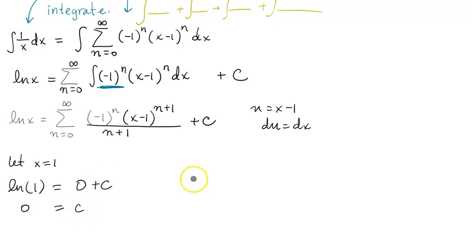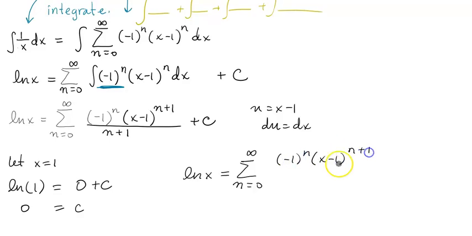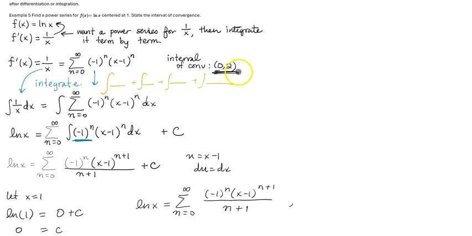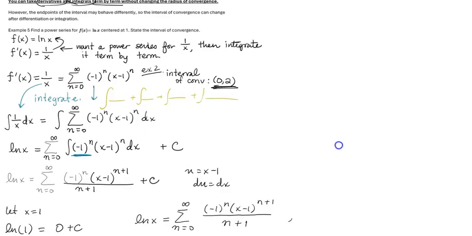So now we have a full power series representation for natural log of x, that it's equal to the sum from 0 to infinity of negative 1 to the n, x minus 1 to the n plus 1, all divided by n plus 1. Now, in terms of its interval of convergence, we knew that (0, 2) was the interval of convergence for 1 over x. This is going back from example 2. We had found an interval of convergence from 0 to 2, open on both endpoints.